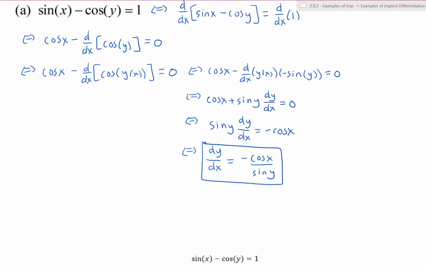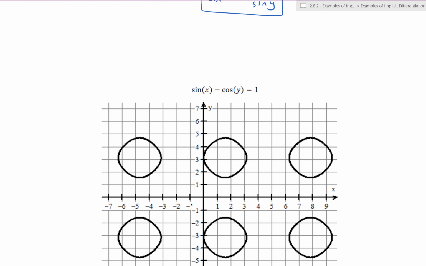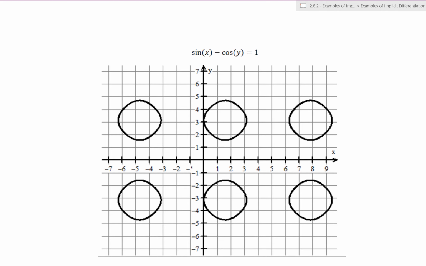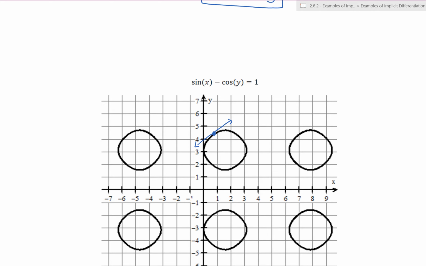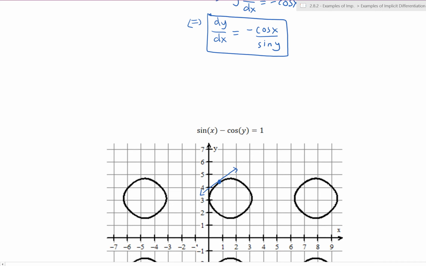Now, just to get a visual, here's the graph of sine of x minus cosine of y equals 1. If we could find a point on this graph, say right there, and ask what the slope is at that point, we would just plug the coordinates (x, y) at that point into our formula above, and we would get the corresponding slope of the tangent line there. That's the whole point of this.